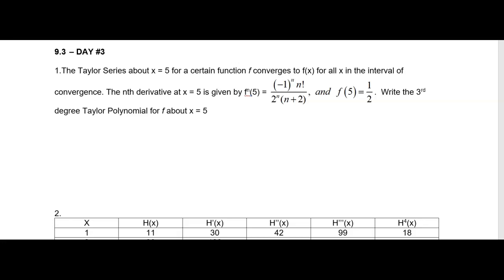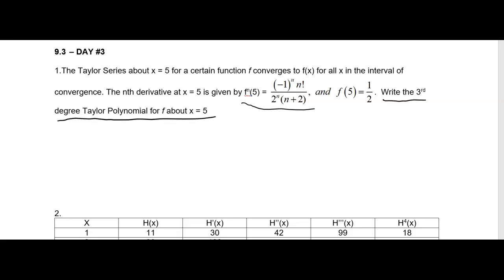So here we go. The Taylor series about x equals 5 for a certain function f converges to some function for all x in the interval of convergence. The nth derivative at x equals 5 is given by this formula here to figure out our derivative. And then they tell you that f of 5 is equal to 1/2. This was our part A in this question, and the follow-up parts to this question are just things we haven't learned.